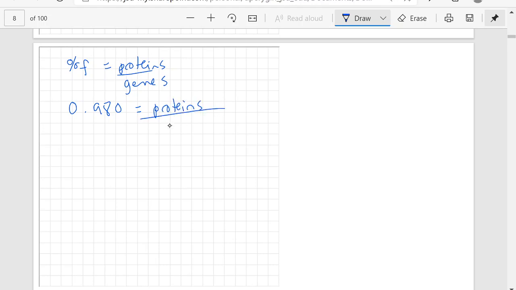over genes. Now we're supposed to assume that this minimal organism has 206 genes. Okay, so if we work that out, we just multiply 0.980 times 206, so we bring that up. That means our proteins is equal to 206 times 0.980. So remember, I just multiplied both sides by 206, and that cancels the 206 out.